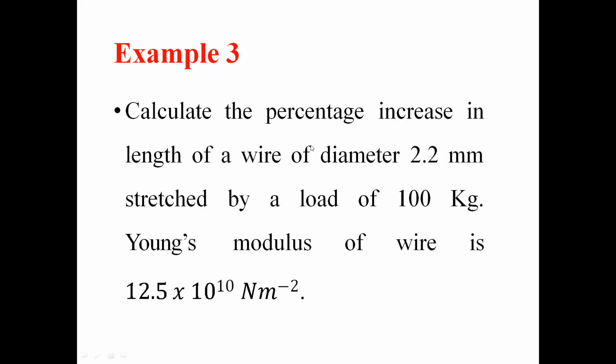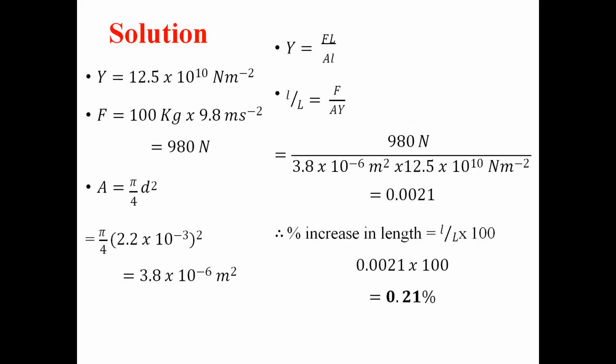Go to the solution. Young's modulus is already given, 12.5 into 10 to the power of 10 Newton per meter square. Capital F equals 100 kg into 9.8 meter per second square, that means 980 newtons. The load is given in kgs, so convert to newtons using the formula F equals 100 kg into 9.8 meter per second square.